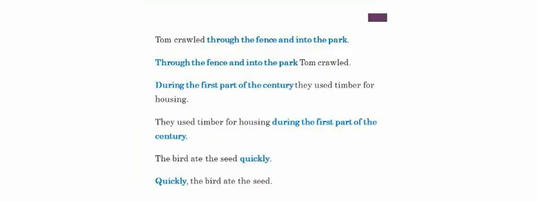For example, Tom crawled through the fence and into the park. You could say, through the fence and into the park, Tom crawled. Sure, it does sound a bit literary and it's not the way we would speak, but it still makes sense. Here's one. During the first part of the century, they used timber for housing. That circumstance there, during the first part of the century, we can move that around and put it at the end of the clause. They used timber for housing during the first part of the century. The bird ate the seed quickly. Quickly is the circumstance. We can put that at the beginning. Quickly, the bird ate the seed.